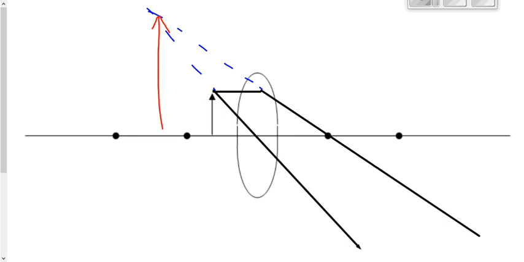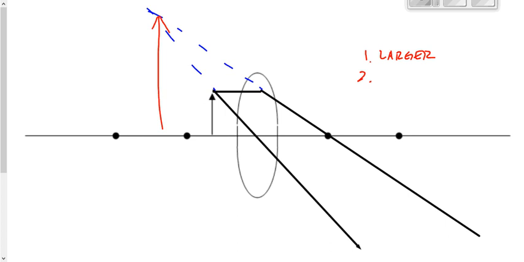What are the characteristics of that image? Is it larger, smaller, same size, image compared to the black object? It's larger. Clearly, it's larger. Is it upright or inverted? Does Mr. Aiello look like he's standing on his head or standing on his feet?